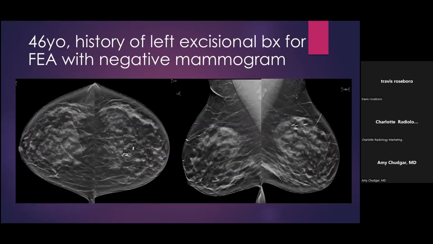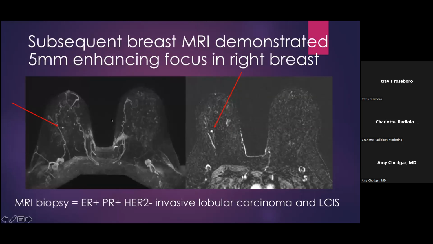So this is an example of a 46-year-old who had a left excisional biopsy for flat epithelial atypia, and she had a negative mammogram, and she was undergoing MRIs because with the history of atypia, I believe with the strong family history of breast cancer, she did fall into that greater than 20% lifetime risk. So she had a breast MRI, and she was noted to have this tiny 5-millimeter enhancing focus in the right breast. So she did undergo an MRI guided biopsy, and this was an ER-PR positive, HER2 negative invasive lobular carcinoma, so detected very early.